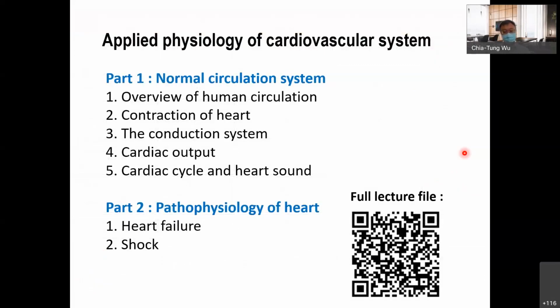So I think in summary, in our session today, we talked about the normal circulation system. And then the second part, we talked about some important pathophysiology of our heart. And here, this QR code is the link to the full PowerPoint file stored in my Google Drive. You can scan this QR code to download the slides I just used.